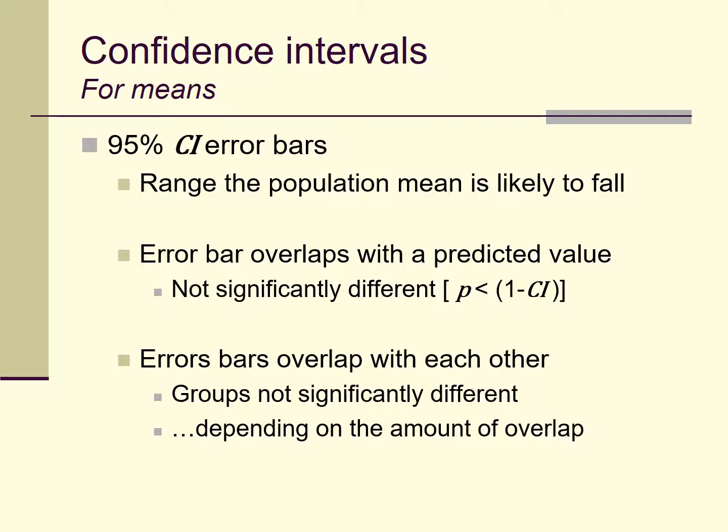Another thing you can do is you can look at error bars from different groups. This works best with independent groups. I'll talk about dependent groups later. If those error bars overlap with each other, you could conclude that the groups are not significantly different on whatever variable it is you're measuring. This depends somewhat on the amount of overlap.